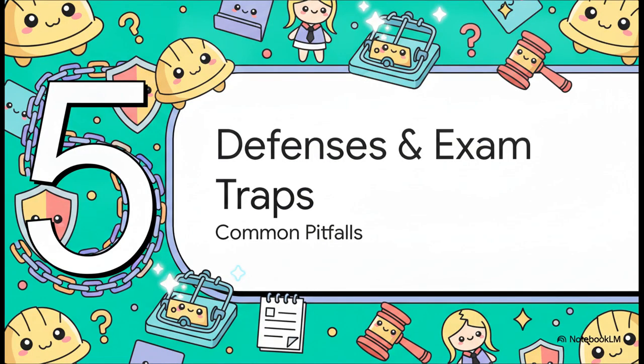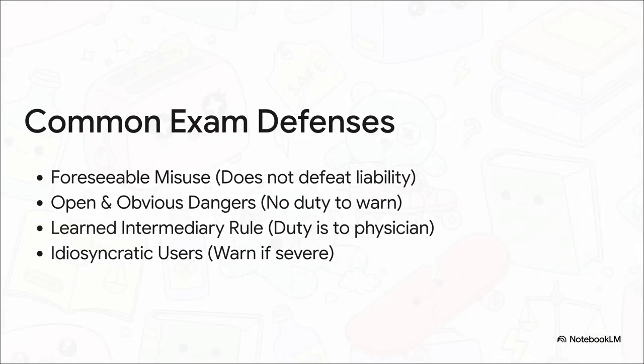Section 5. Defenses and exam traps. All right, we've built the prima facie case. Now let's anticipate the defenses and traps that bar examiners absolutely love to throw at you. First up, misuse. If a plaintiff misuses a product in a completely unforeseeable way, sure, that is a defense. But, and this is a huge, bolded, underlined but, manufacturers remain strictly liable for foreseeable misuses of their products. Standing on a wobbly dining room chair to change a light bulb? Yeah, probably a foreseeable misuse.